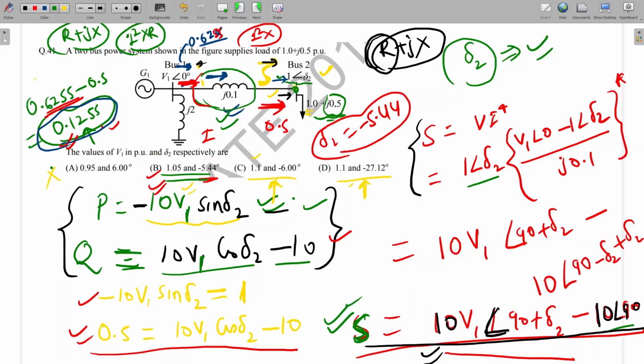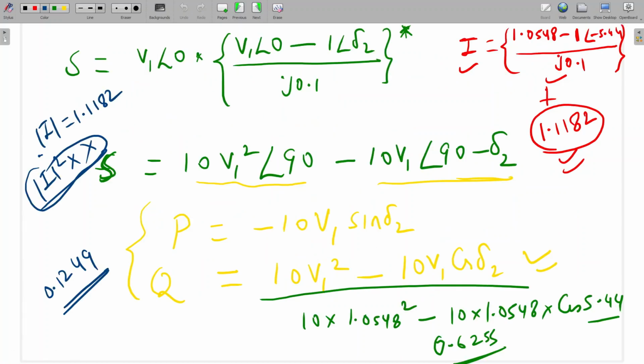Is it clear? Yes, sir. But sir, in this case there is no resistance. That's why real power is equal. I have written the real power equation in two ways: one equation at the sending end, and another at the receiving end. In both ways we get the same real power equation. P is equal to minus 10 V1 sine delta when written at the receiving end, and again for the sending end, P is equal to minus 10 sine delta 2. So we can conclude that if only a reactive element jX is there, the sending end and receiving end real power equations will be the same.